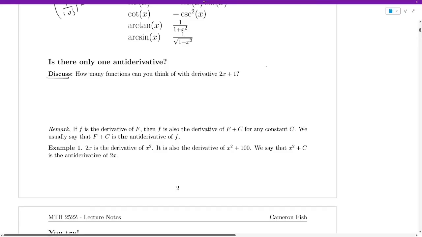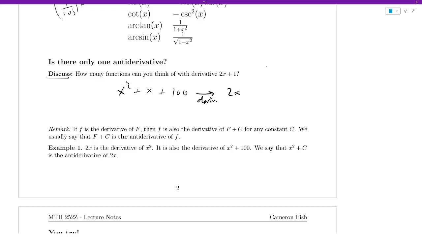Okay, so are there other functions whose derivative is that? Well, yeah. I could do x squared plus x plus 100. Right? What's the derivative of this? Well, the power rule says x squared becomes 2x. x becomes 1. And what's the derivative of a number? Just 0. So this is just 2x plus 1. So we found another function whose derivative happens to be 2x plus 1.